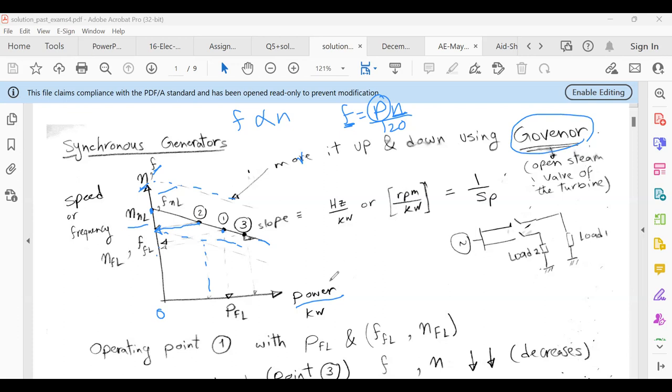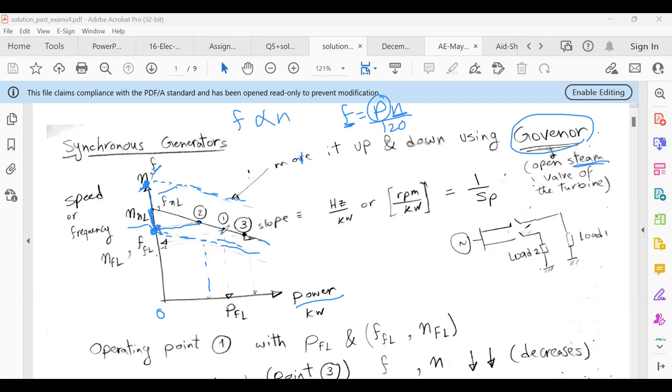So what is the governor doing? It's opening the valve for the steam, for example. Or if you have hydro generation, you open the gates for more water. Let's say you open the valve for more water, at no load the speed will increase, and it will be parallel to what you have. If you close the valve, or close the steam or the water, your no load speed will be reduced and it will be something like this.